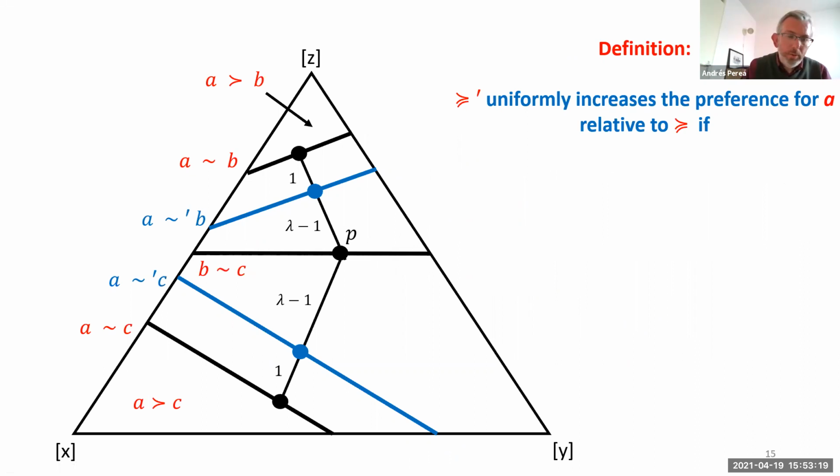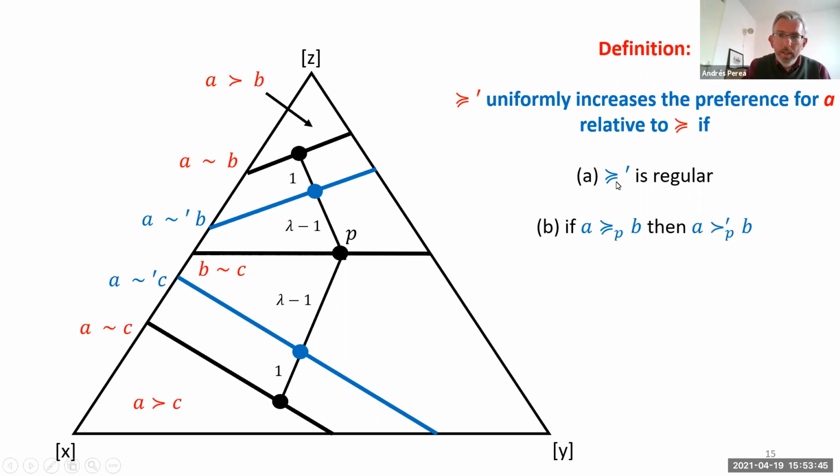Then, okay, this will also leave little time for other things, but at least I want you to understand this definition here. So what is a uniform preference increase for A? It means that you define a new conditional preference relation indexed by a prime. We say that it uniformly increases the preference for A relative to the original one if, first of all, this conditional preference relation satisfies all the regularity axioms.